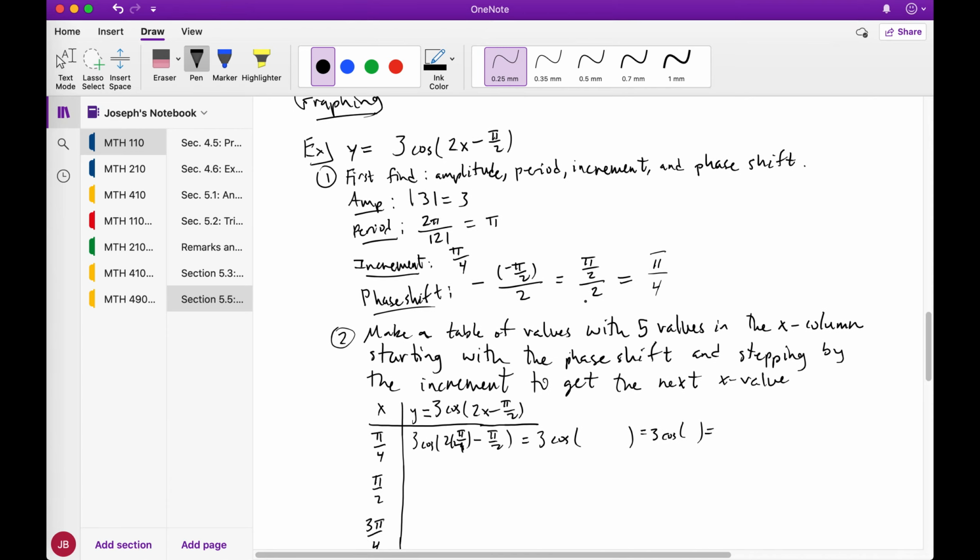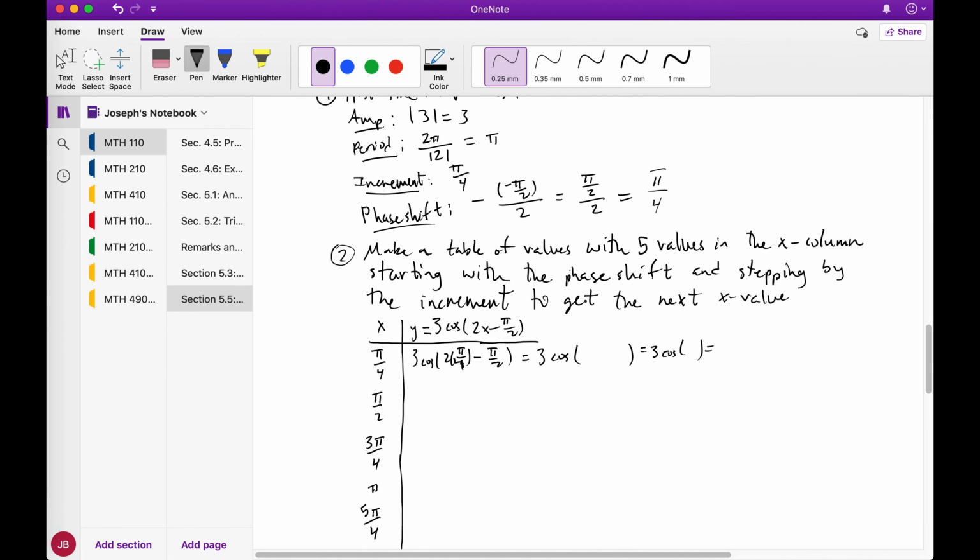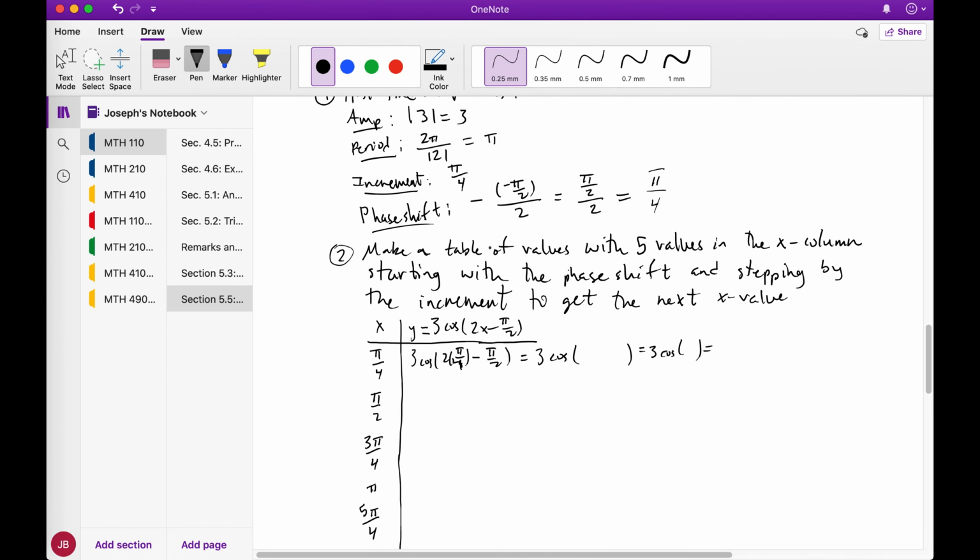Okay. All right, so here is how we make the graph now. So we are going to make a table of values, and there's going to be 5 values in the x column. We're going to start with the phase shift, so pi over 4. And then to get the next x value, we're going to add to it the increment. So I start with pi over 4. My next x value is this number plus pi over 4, which is pi over 2.